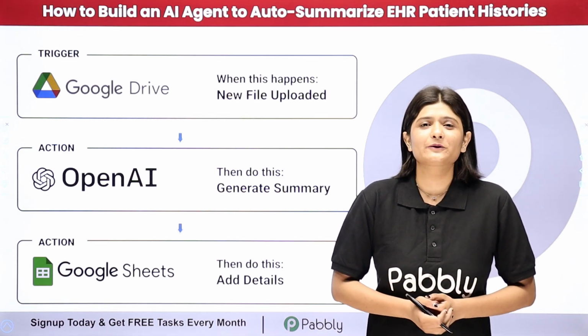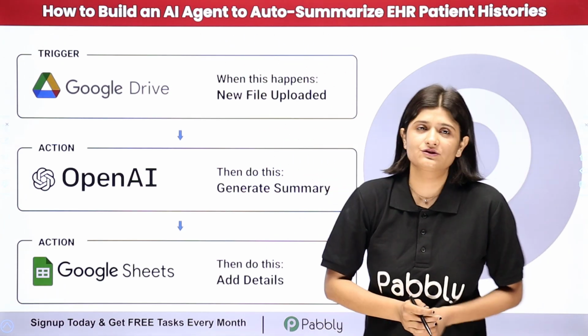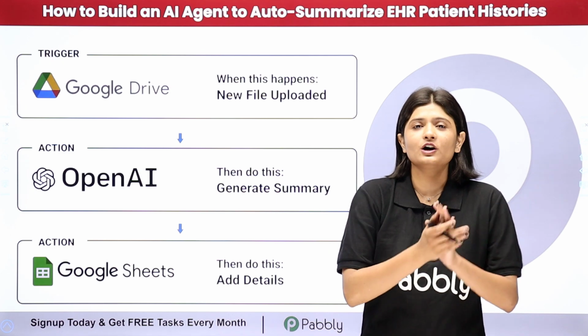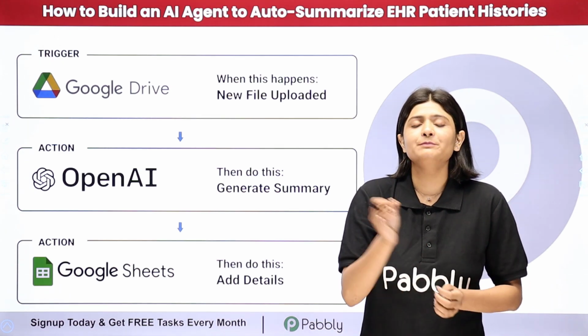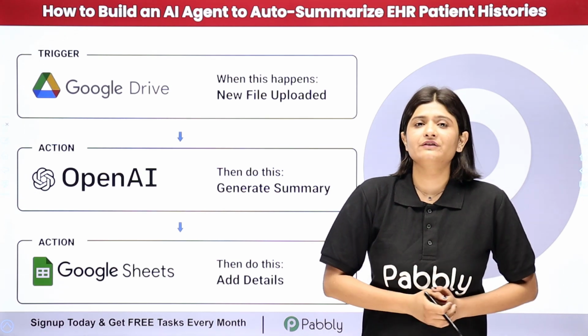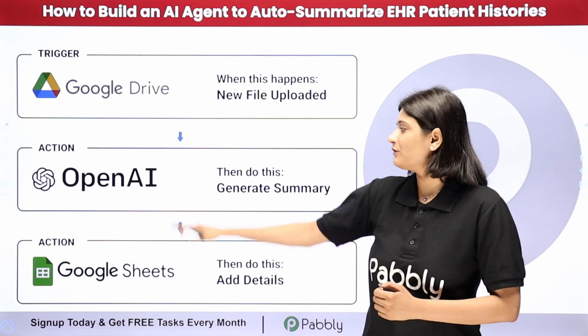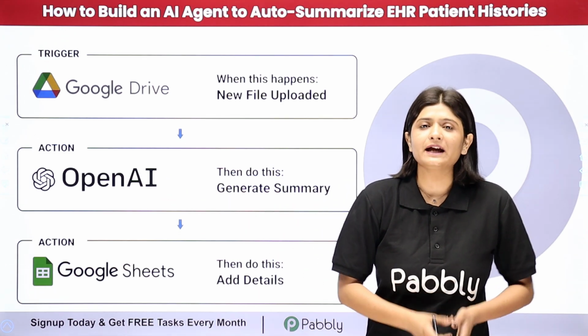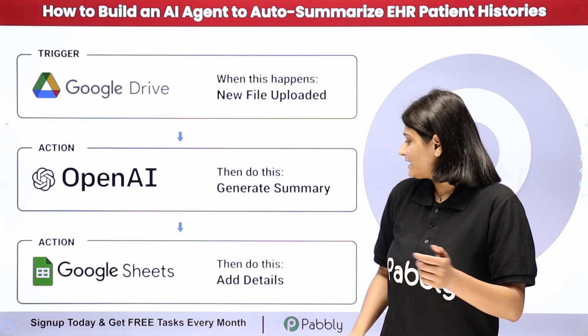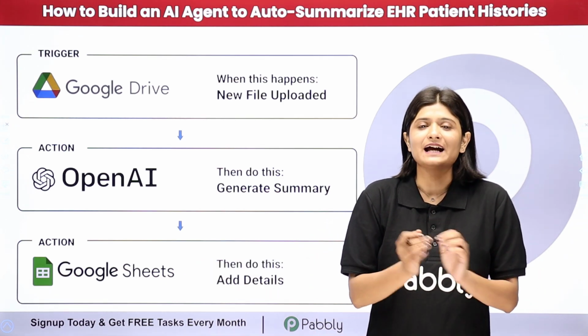In this video, we are going to learn how to build an AI agent to auto-summarize EHR patient histories. So let's suppose I'm running a hospital or a clinic and I'm receiving my patient's EHR, which I'm going to upload in my Google Drive. Now I want that whenever I upload a new file, the summary should be automatically generated with the help of the AI agent. Here I'm going to use my AI agent as OpenAI, and then the details should be automatically added to my Google Sheet spreadsheet for easy analysis.